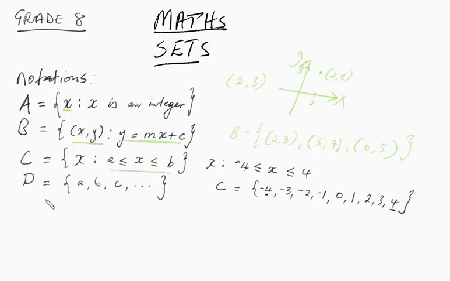Let's have a few examples here. Let's say you had a set W, and it's a set of X such that X is a natural number. All right, let me do this.